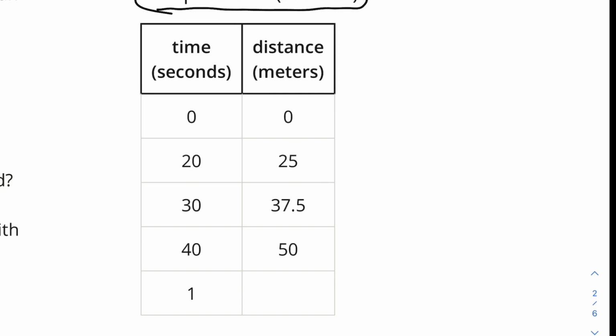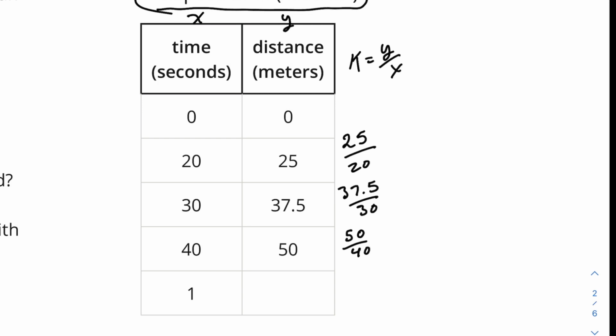So we have to get our constant of proportionality. And we can get that by dividing any of these that are in the second column. We can think of the time as on the x-axis and the distance as on the y. Remember, k is always equal to y over x. We don't use the 0, 0 because that'll just give us 0. We use any of these other ones, so it's 25 divided by 20, or 37.5 divided by 30, and 50 divided by 40. All of those will give us the same number.